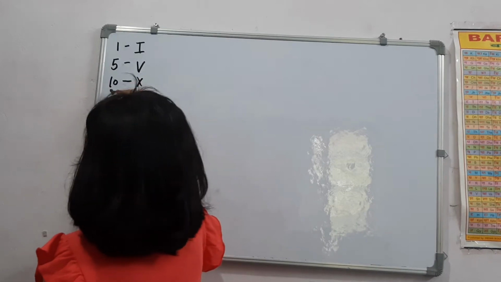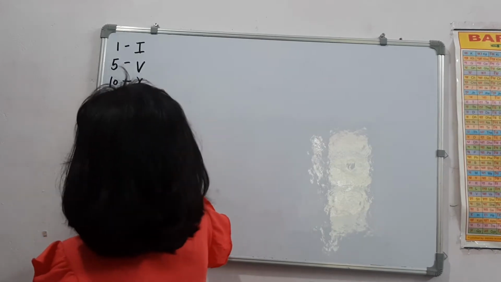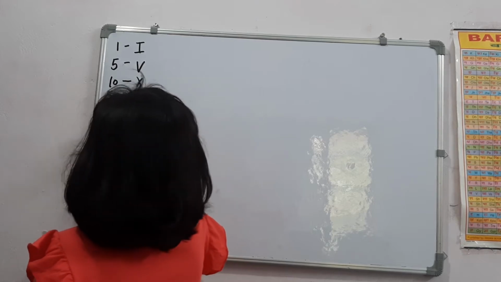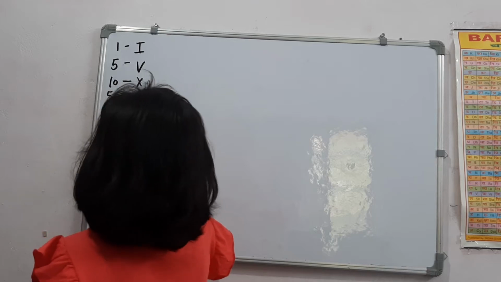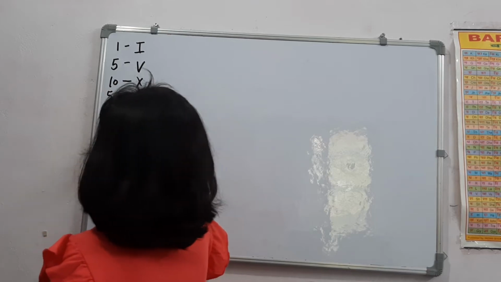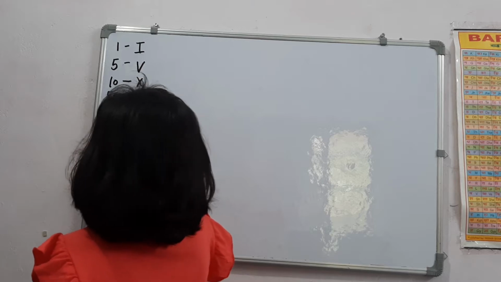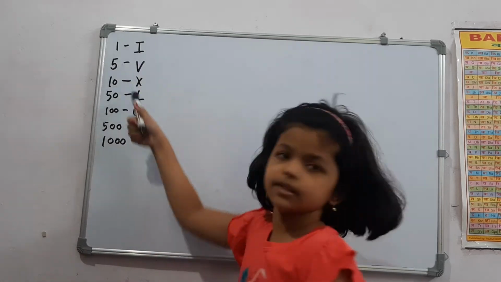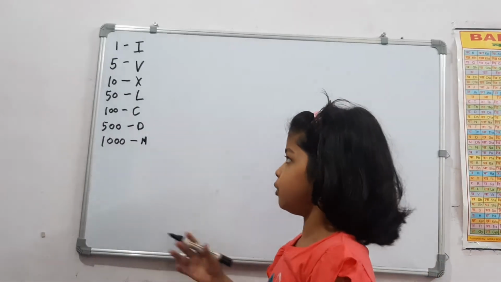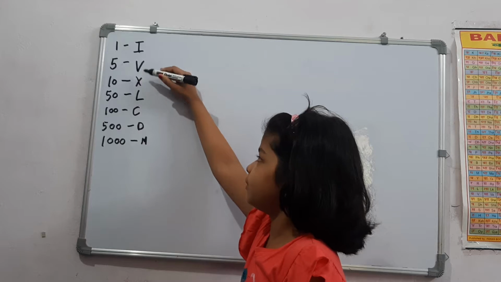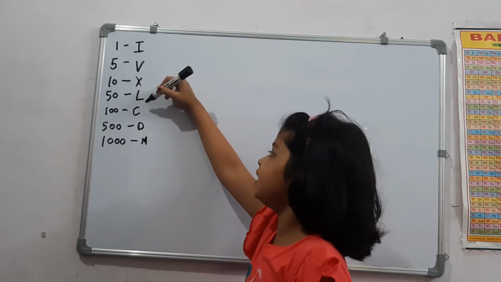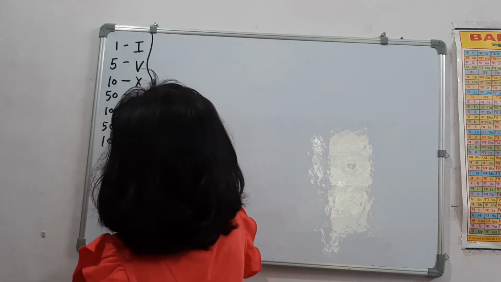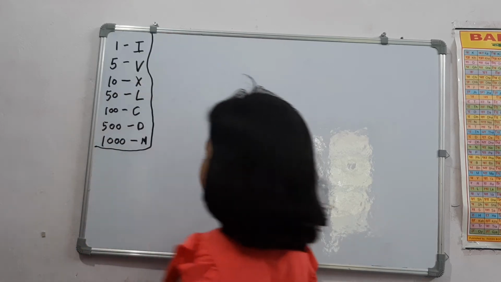Then what comes next? 50 is written as L. 100 is written as C. 500 is written as D. And 1000 is written as M. So these are the main numbers in Roman: I, V, X, L, C, D, M. People need these, so we are going to make this column over here.